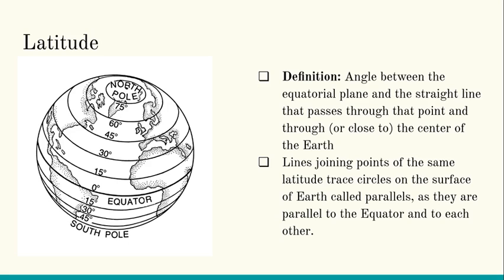Basically latitude is the angle between the equatorial plane and a straight line that passes through the origin at that point and through the center of earth. So this is called the equatorial plane, and if you are at this location and you draw a line from this location to the center of earth, the angle that line makes with this plane is called the latitude of that location.